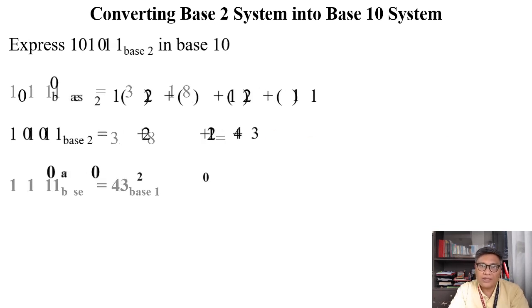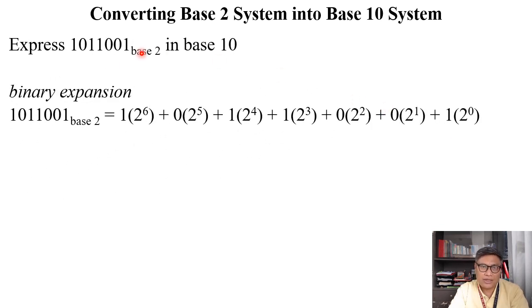We can apply this also. Okay, we have here another example. In this case, notice that there are 7 digits here: 1011001 base 2. So there are 7 digits. So 7 minus 1 is 6. So you notice here that the highest exponent of the binary expansion is 6.